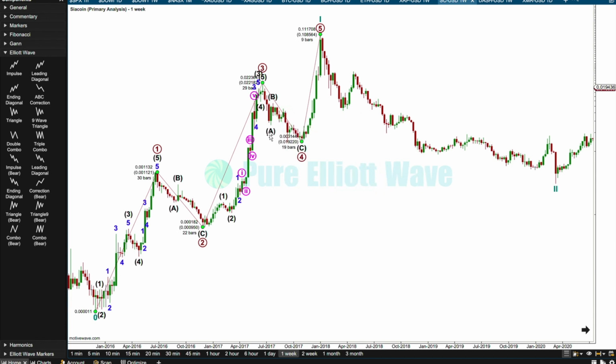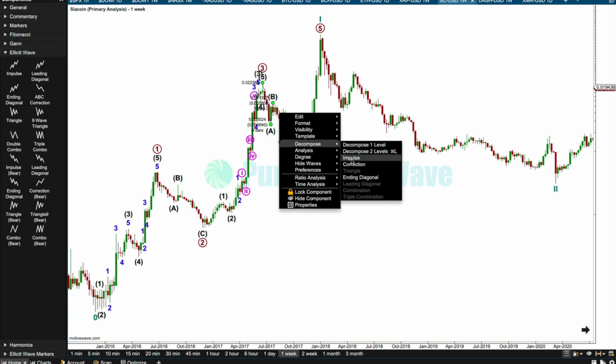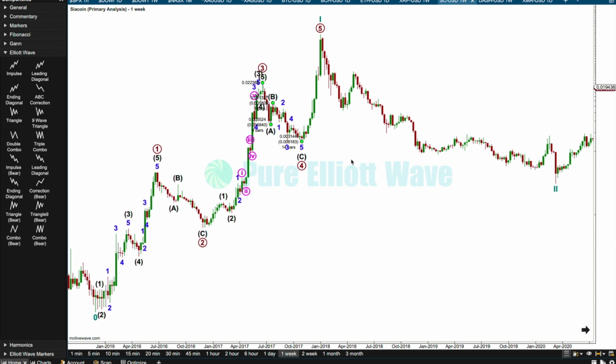Oh, yeah, the last one I got. This is the weirdest comment. I was pointing out that a leading diagonal subdivides 3, 3, 3, 3, 3. Wave 1 subdivides as a 3. Wave 2 subdivides as a 3. Wave 3 subdivides as a 3, a zigzag. 4 is a zigzag, it's a 3, and 5 is a zigzag, it's a 3. The subdivisions are absolutely identical to a triple zigzag.